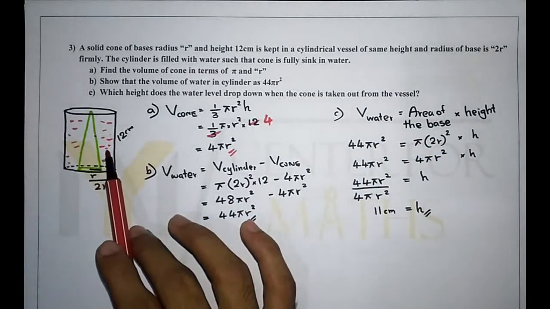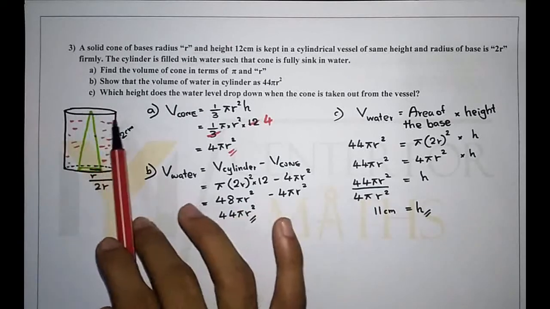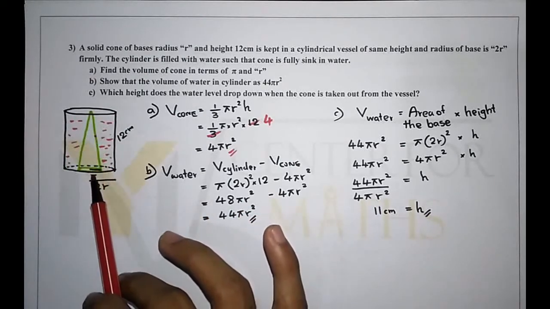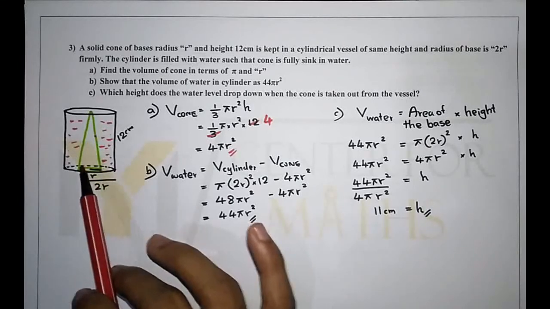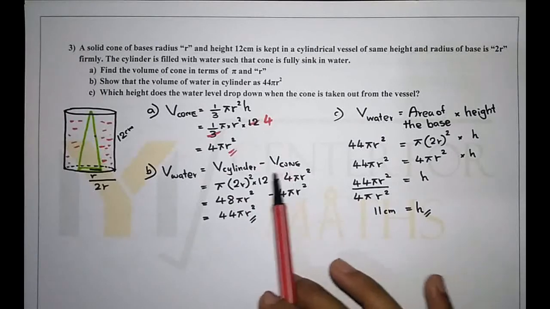Show that the volume of water in the cylinder is 44 pi r squared. So how to calculate the volume of the water? That means the remaining volume, right? For that, we have to find the volume of the cylinder and the volume of the cone, and just subtract them. That's what I have done here: the difference of the volume of the cylinder and the volume of the cone.